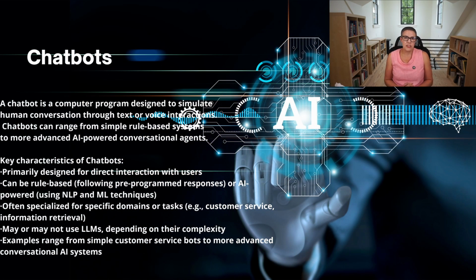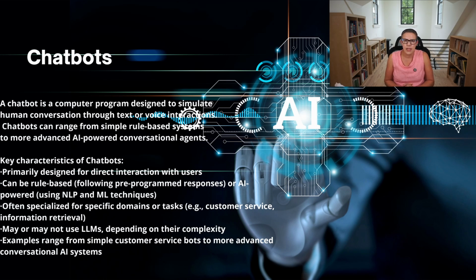We're now going to move on to chatbots. A chatbot is a computer program designed to simulate human conversations through text or voice interactions. Chatbots can range from simple rule-based systems to more advanced AI-powered conversational agents. Some key characteristics of chatbots include that they're primarily designed for direct interaction with users, and they can be rule-based, following pre-programmed responses, or AI-powered, using natural language processing and machine learning techniques.